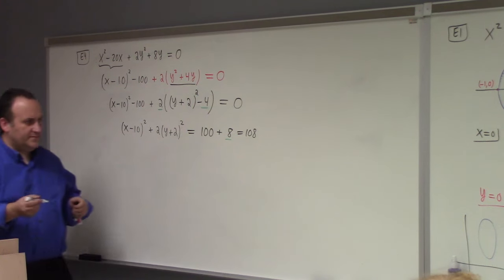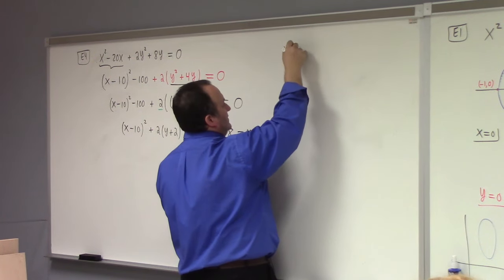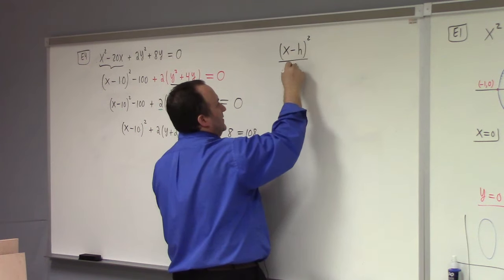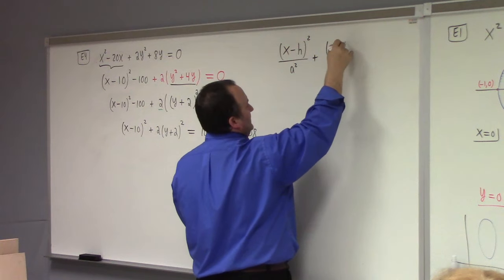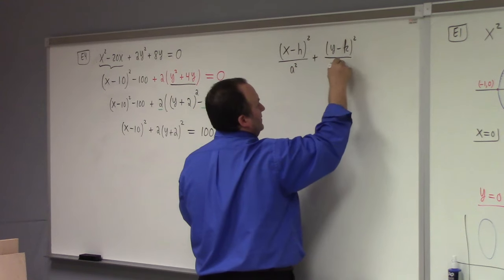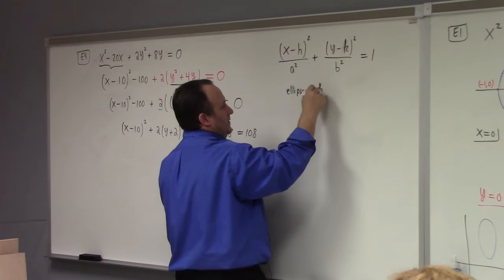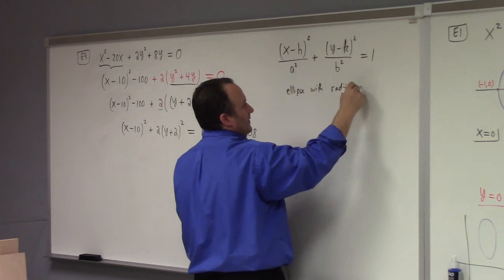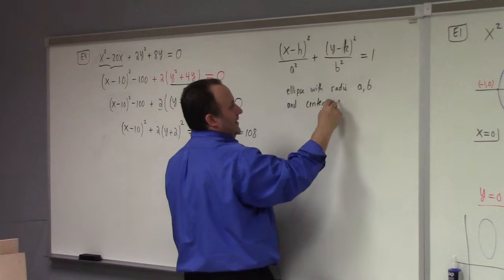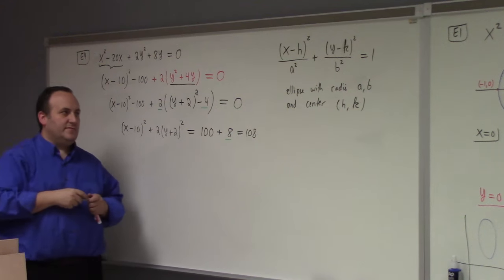I guess I should tell you guys, seem like nice enough people, that the general equation of an ellipse looks like this: x minus h squared over a squared plus y minus k squared over b squared equals 1. So this puts the ellipse with radii a and b and center h, k. Now I'm not sure your book uses the terminology radii, but I've grown to like it.